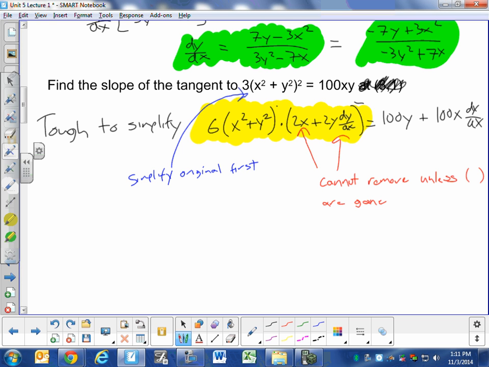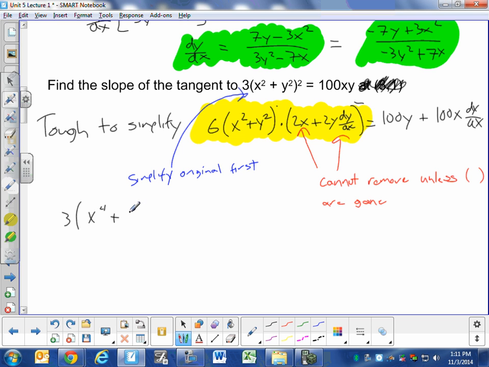The chain rule is kind of like the death of implicit differentiation. It's where you get parentheses and where you get stuck. So before you use the chain rule, try to see if you can simplify stuff so that you don't use it.